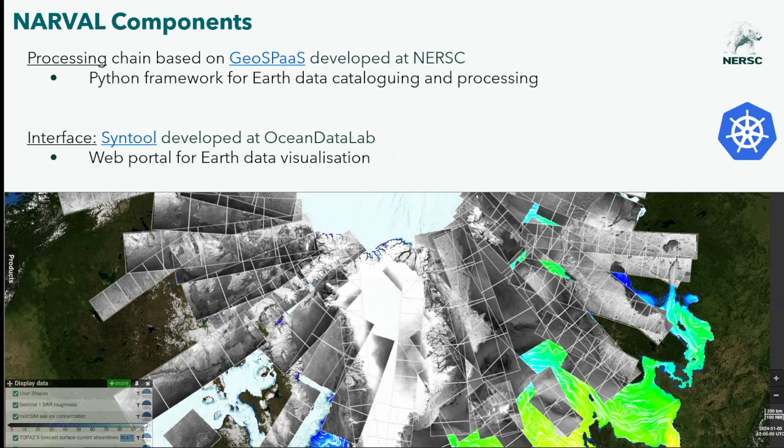The components of NARVAL are first a processing chain to get the data, and then a nice interface to display it. All of these components are open source. The processing chain is based on Geospace, which is Python software developed at NERSC, which takes care of cataloging and processing the data. It takes care of harvesting all the metadata we need from various providers like NASA, ESA, etc. It allows us to search by time and location and to convert the data to the proper format so that we can display it in the interface.